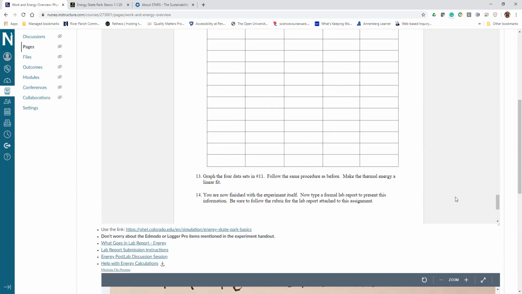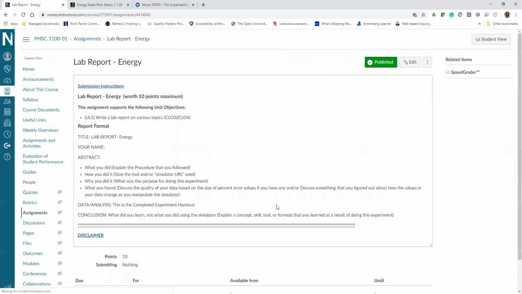One graph, and then use different colors or different markings to distinguish one type of energy from the other. Okay. And then when you're finished with all of that, you're going to do your lab report. All right. Typical format.